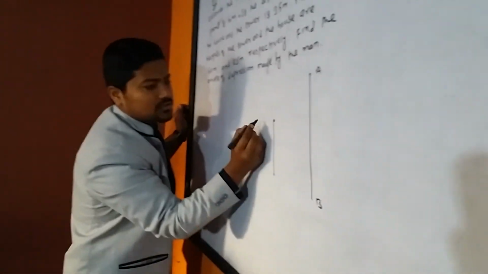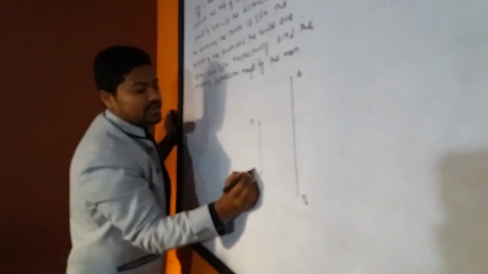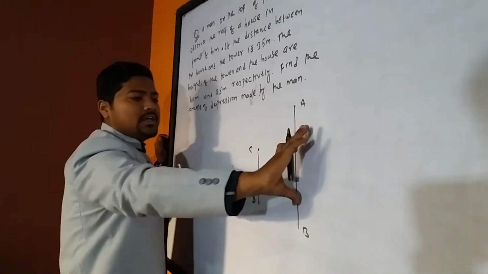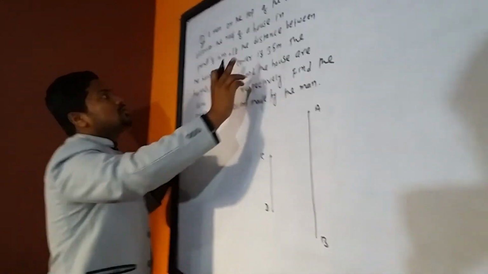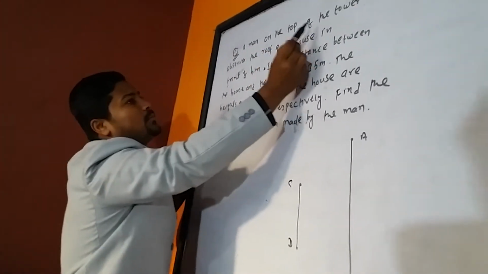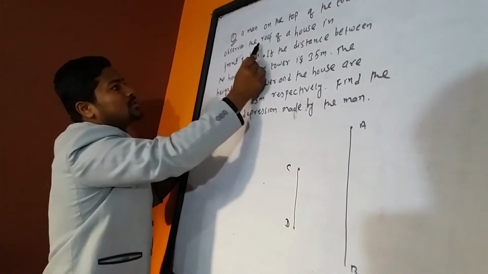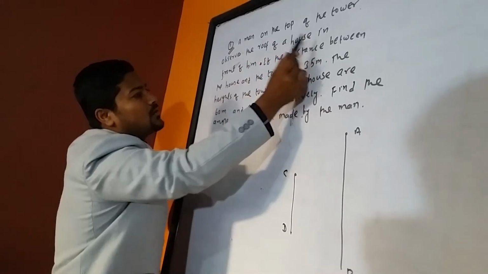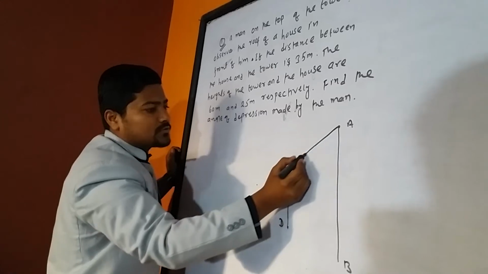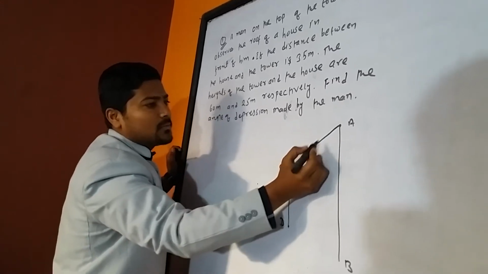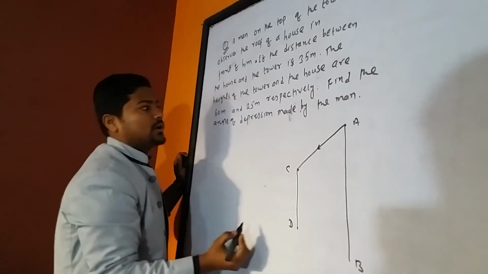This is the house, you can say CD. CD is a house. Let AB be a tower and CD a house. Now a man on the top of the tower observes the roof of the house. Roof means here, and from here the man observes the roof of the house, from top to bottom.